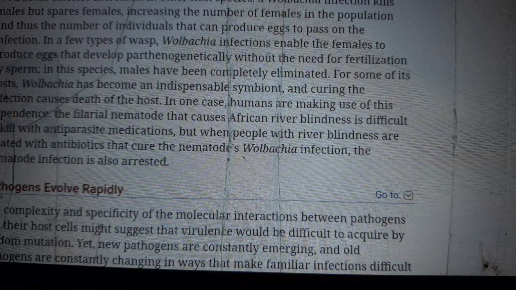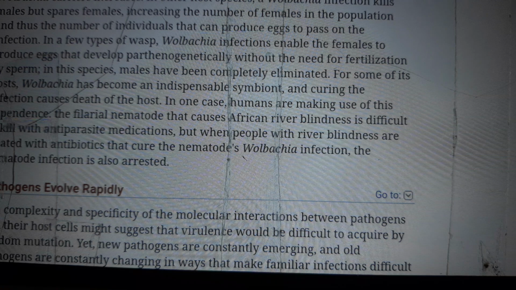This modification creates a reproductive advantage for infected females over the uninfected females, so that the overall proportion of Wolbachia carriers increases. In other host species, a Wolbachia infection kills males but spares females, increasing the number of females in the population and thus the number of individuals that can produce eggs to pass on the infection. In a few types of wasp, Wolbachia infections enable the females to produce eggs that develop parthenogenetically without the need for fertilization by sperm. And in these species, males have been completely eliminated.